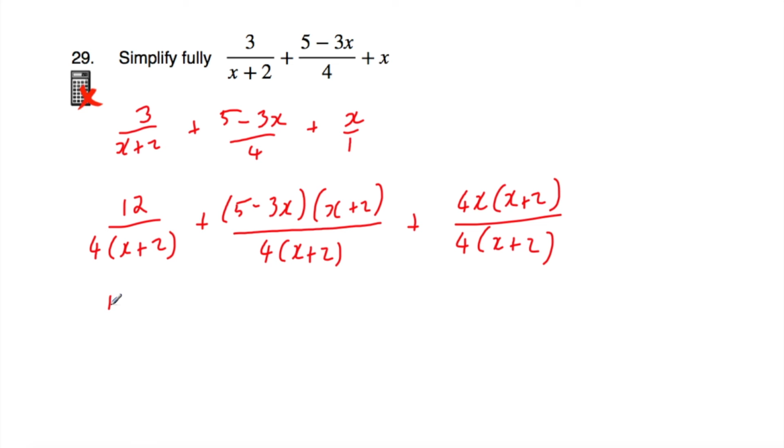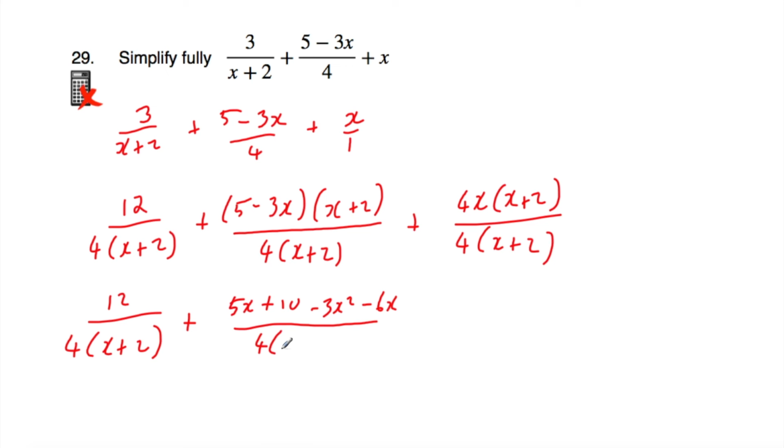So our first fraction is going to be 12 over 4(x + 2), and then plus. And now let's expand these brackets. We've got 5 times x, that's 5x. And then 5 times 2, that's going to be plus 10. Minus 3x times x would be minus 3x squared. And then finally, minus 3x times 2 would be minus 6x. So that's what we get when we expand these brackets, and we'll simplify that in a moment if we can.